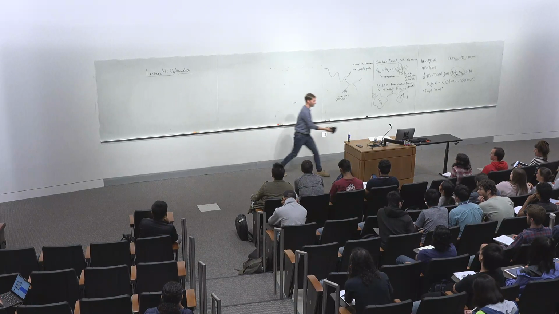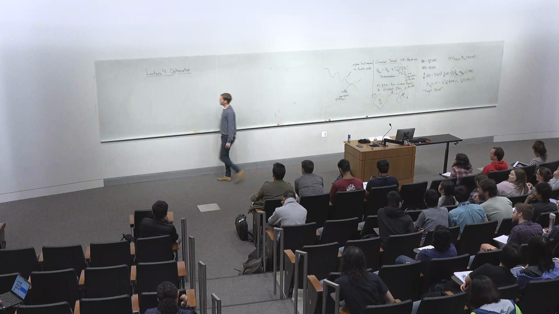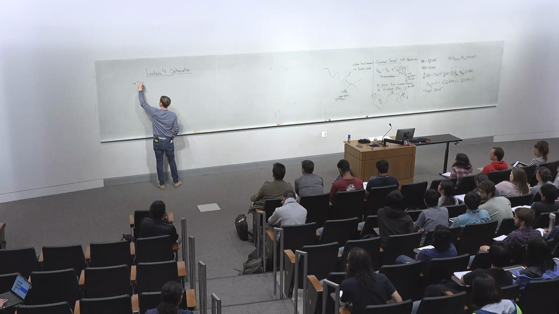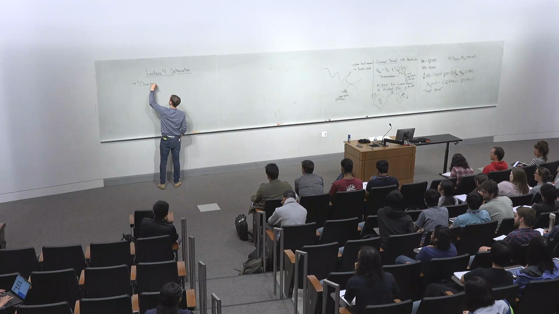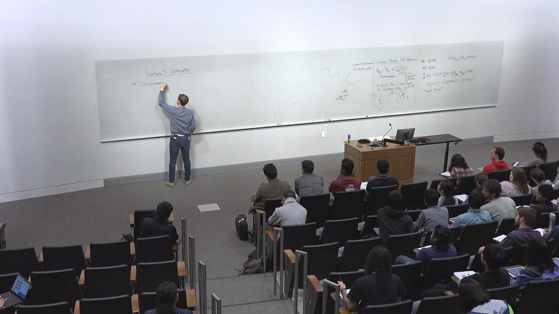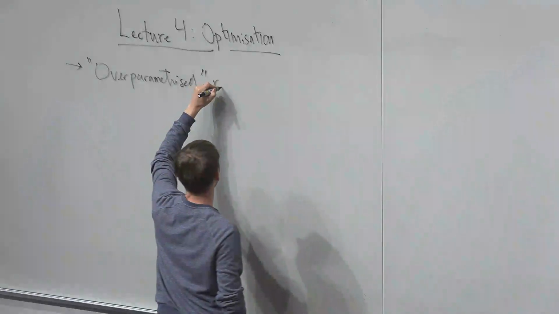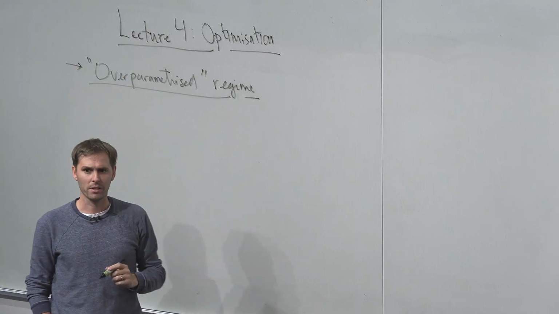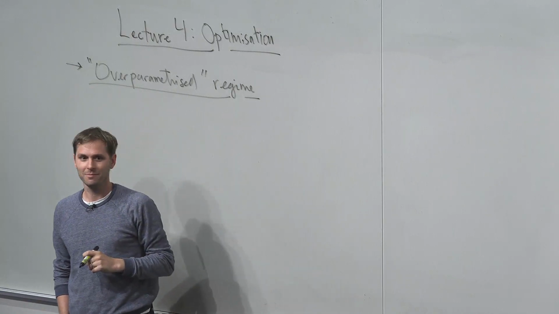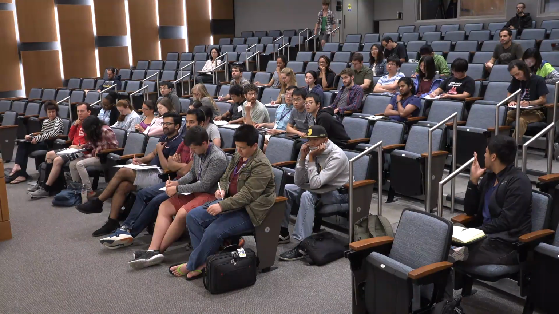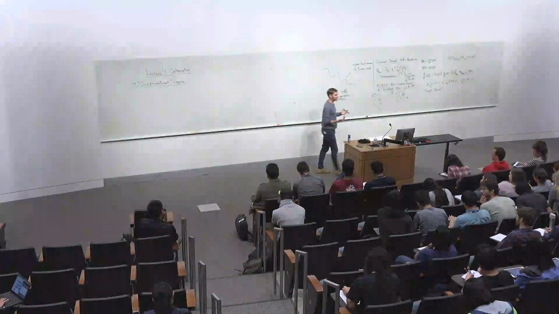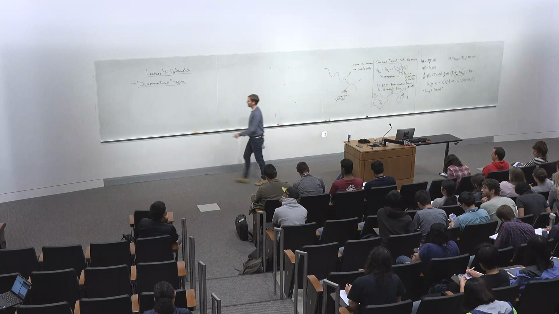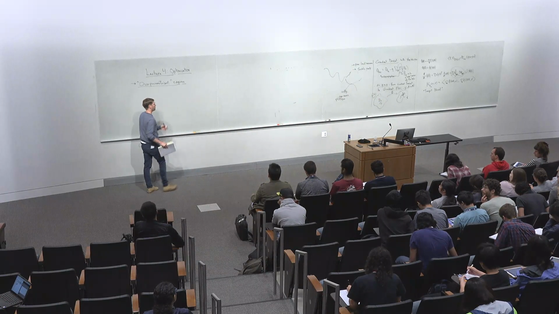Okay, so there's one situation in which this thing becomes a bit simpler. It's what's called the over-parametrized regime. So who has heard about this word? Okay, that's some people, but some of them not. So let's try to unpack what this means and how it relates to the story so far.